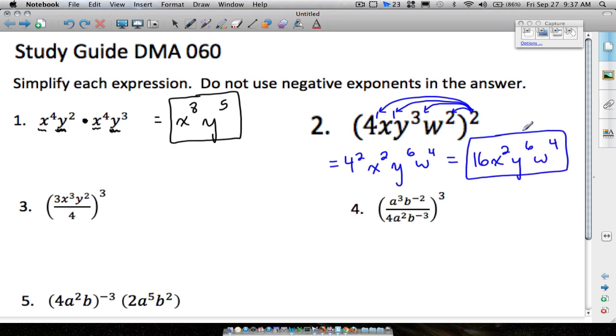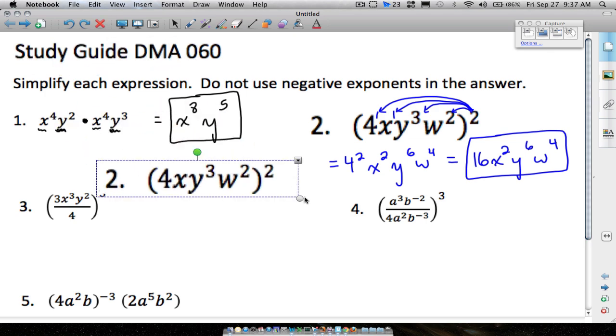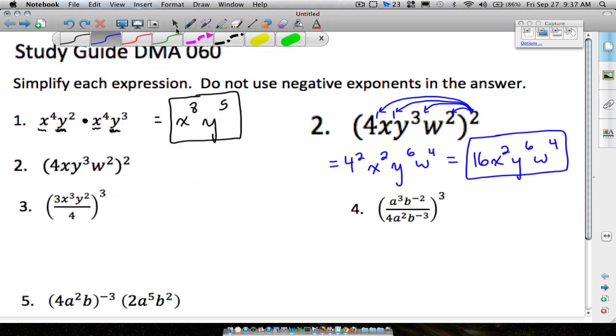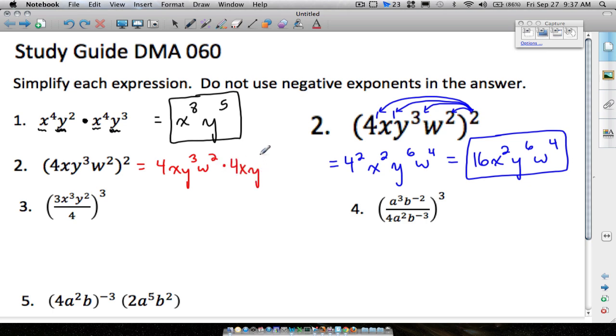Now you can take that approach, or you can take a slightly different approach. Since this thing is squared, you could think about this rule back here. If you understand that, then just fast forward through this part, but I at least want to mention it. So 4x y cubed w squared all squared is the same thing as saying 4x y cubed w squared times 4x y cubed w squared. That's what happens when you square something. You just take all that stuff and multiply it times itself again.